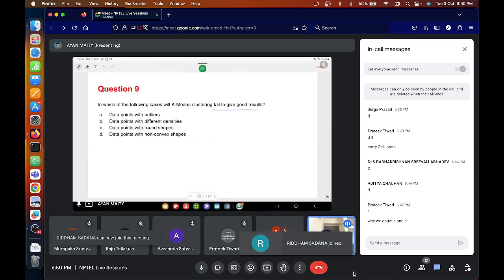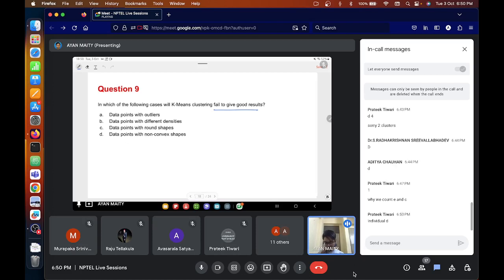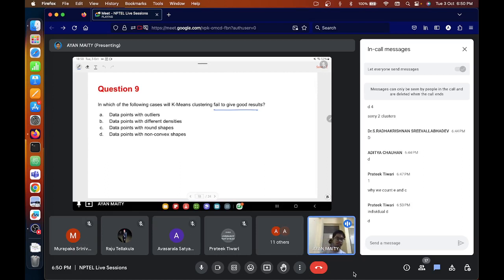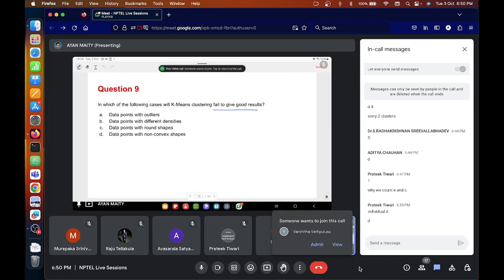So question 9 is: in which of the following cases will k-means clustering fail to give good results? There are four options: data points with outliers, data points with different densities, data points with round shapes, data points with non-convex shapes. So in which of the following cases will k-means clustering fail to give good results? There may be multiple correct answers in this question.